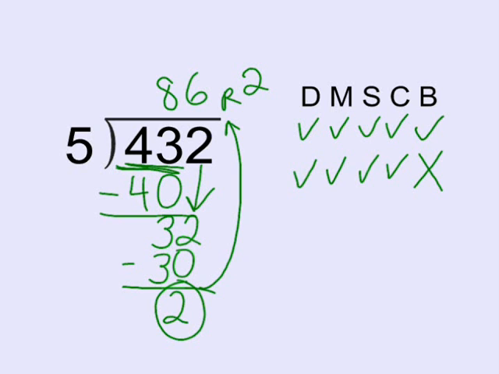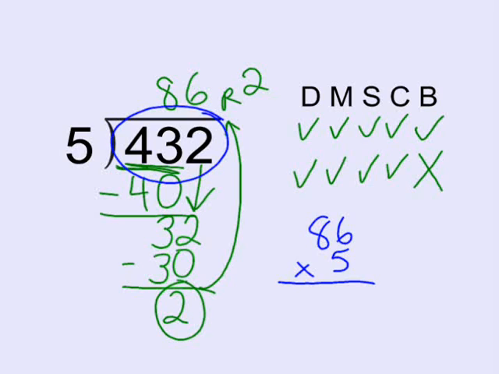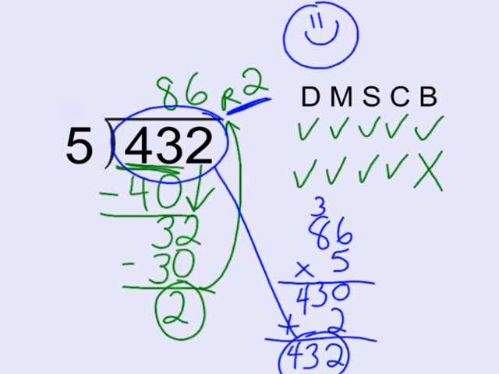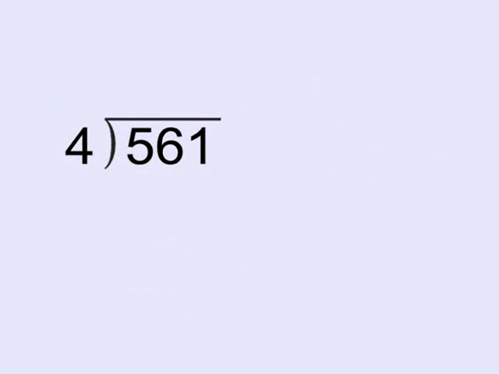So let's check our answer. 86 times 5, we're trying to get to 432. 6 times 5 is 30. 8 times 5 is 40, plus 3 more is 43. But then I have to remember my remainder 2. So I need to add what was left over. So 0 plus 2 is 2, 3 plus 0 is 3, 4 plus 0 is 4. So 432, 432. Let's try one more.